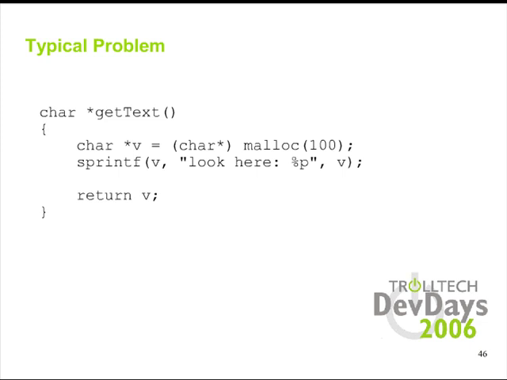So you might know the problem. You have a getText, which returns a char star, which is malloced inside of this function. We printf something into this character array and return it. And then we write a nice documentation and say, okay, getText will actually allocate the text, and the caller is responsible to delete it. Honestly, who of you would have read the documentation? No one. So we have a memory leak.